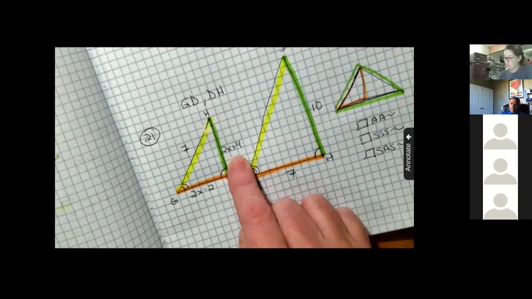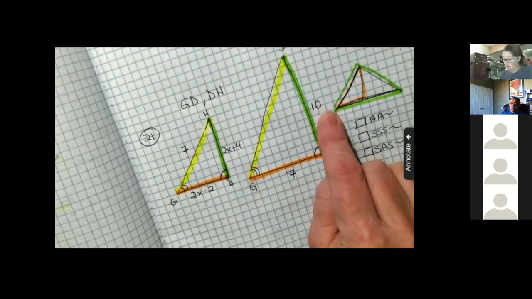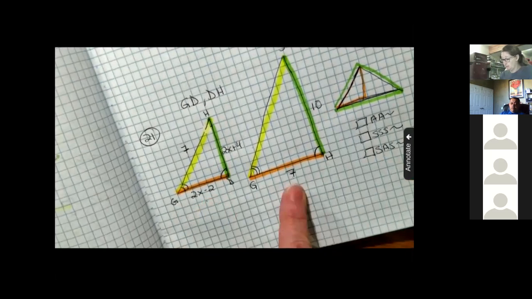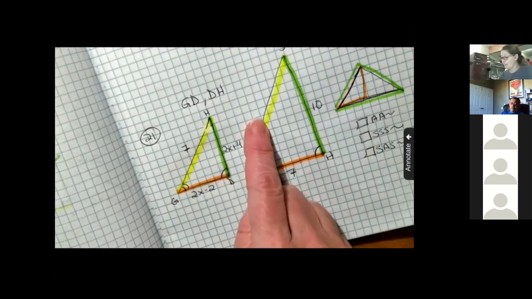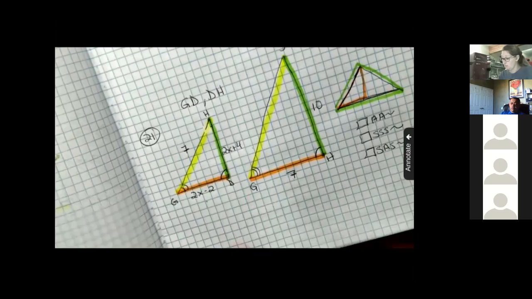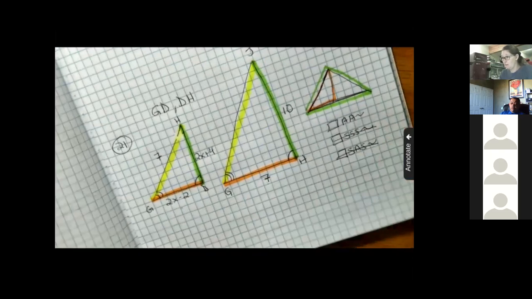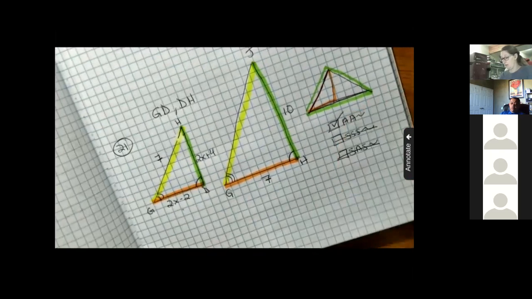Well, there's a variable here to a constant here. That won't work. There's a variable here to a constant here. That won't work. There's a 7 here to who knows what this is here. So none of the side ones are going to work because we don't have any that work. So what does that leave? Angle, angle, which is what they told us.